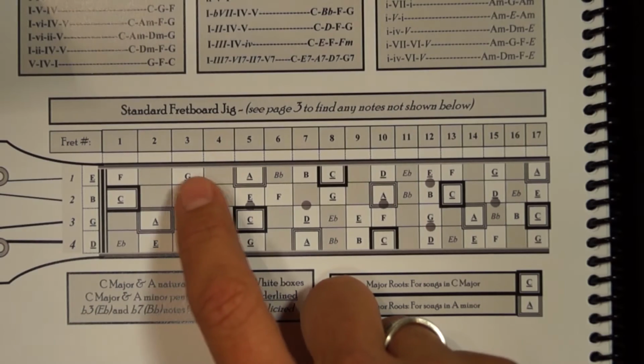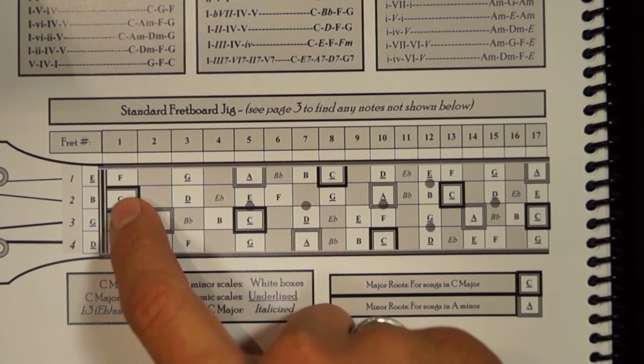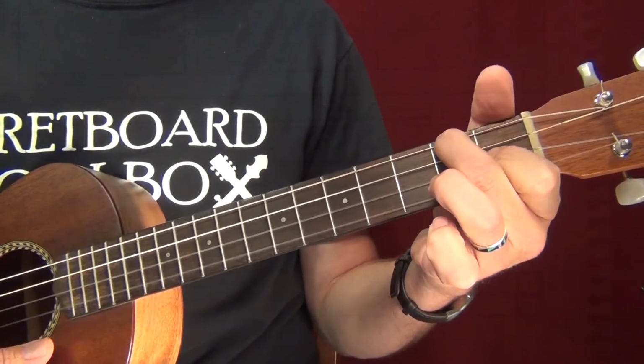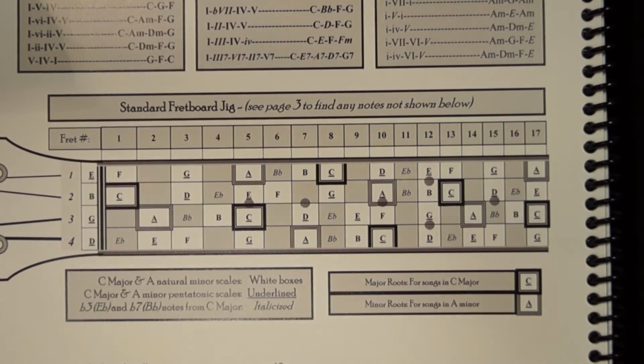Or if I'm on that G and I want to get to C, I could play G, E, F, D, C. Or G, E, D, F, C maybe, we'll see.